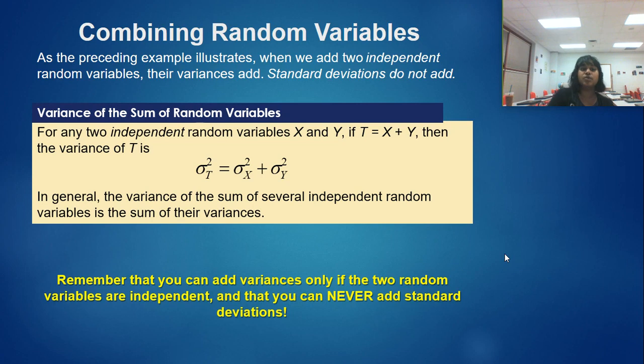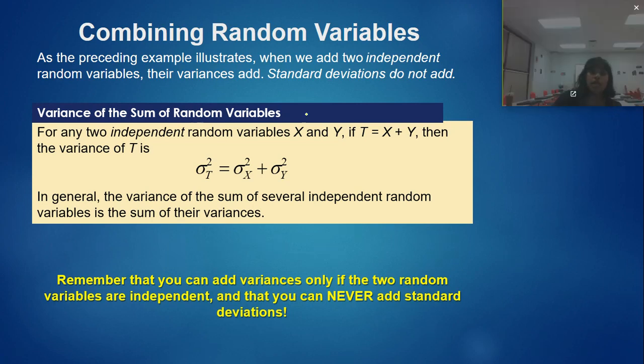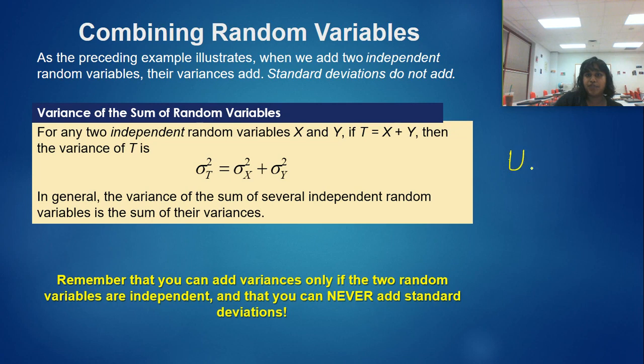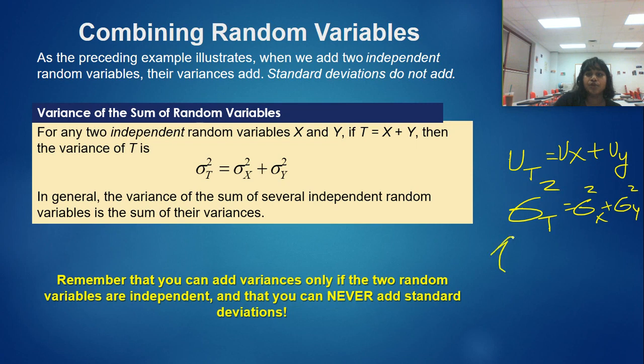So here's the formula for the variance of the sum of two independent random variables. And so as you can see, the mean of t was just the mean of x plus the mean of y. Our variance of t is just the variance of x plus the variance of y. Or you could do your own calculation for variance using your spreadsheet on your TI Nspire.